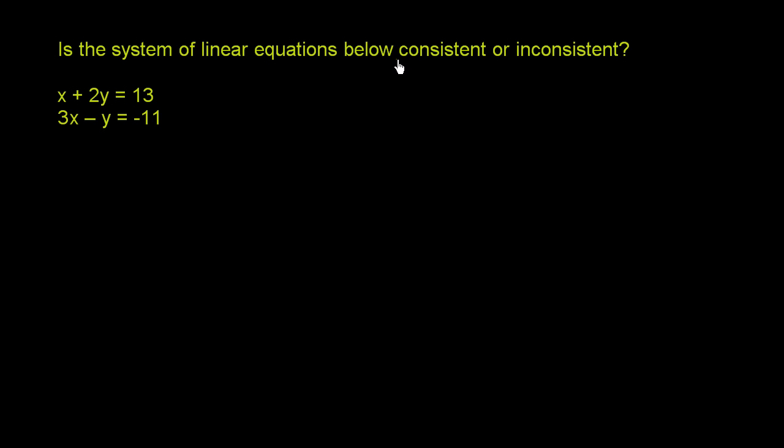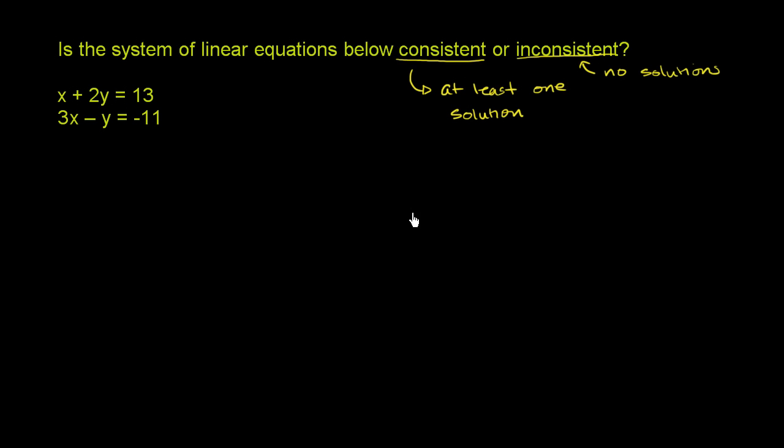A consistent system of equations has at least one solution. And an inconsistent system of equations, as you can imagine, has no solutions. So if we think about it graphically, what would the graph of a consistent system look like?